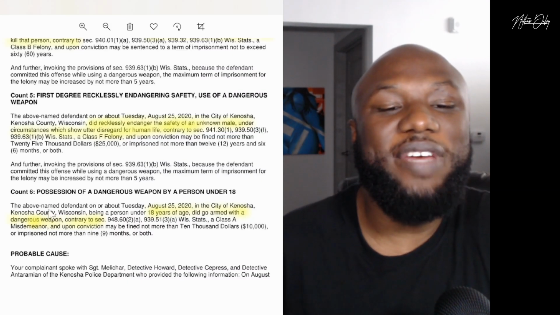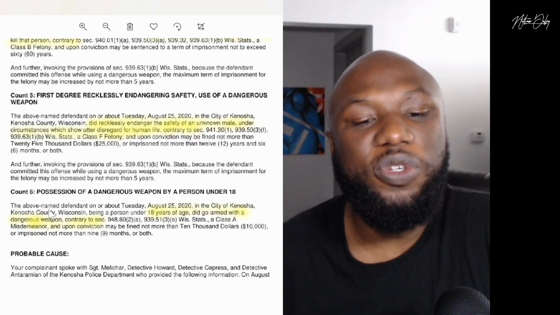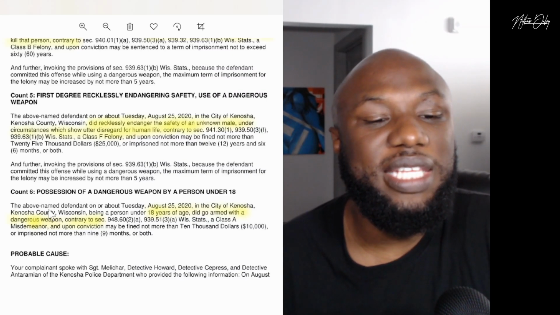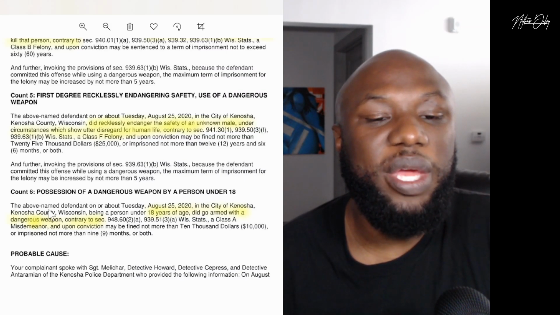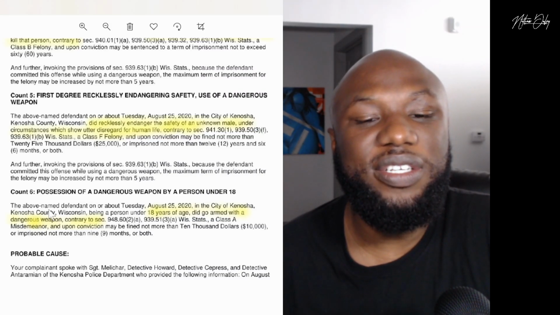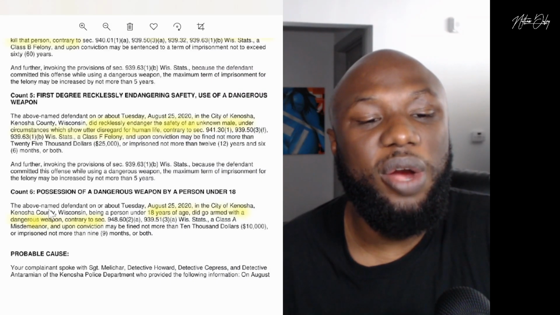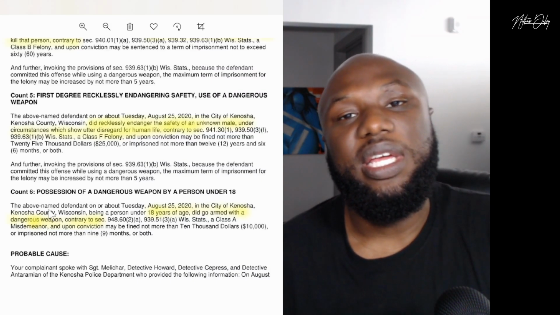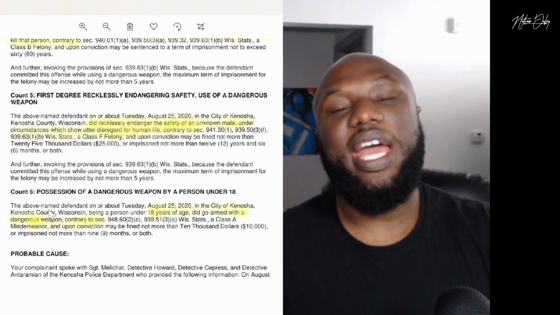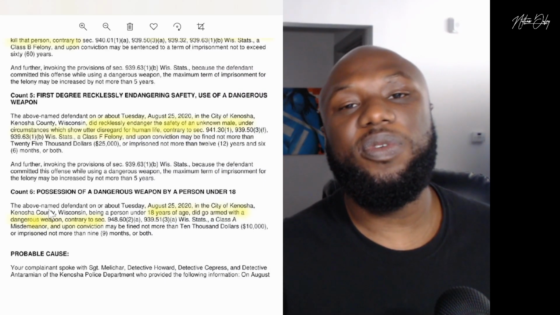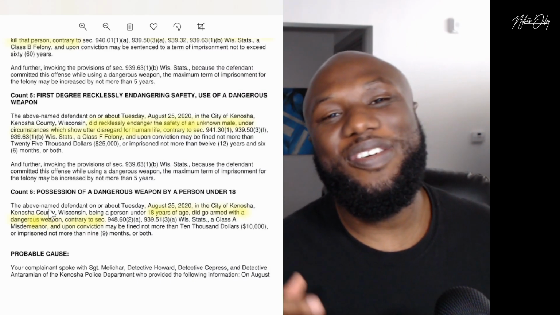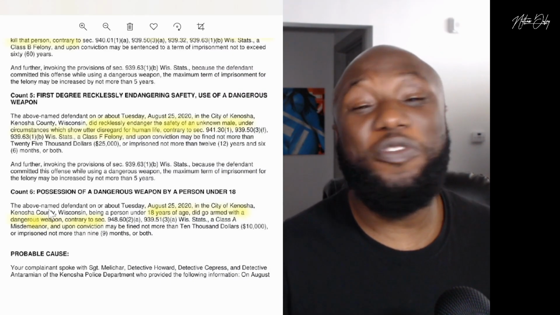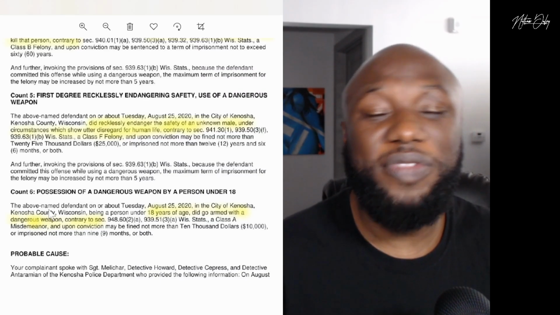The above named defendant on or about Tuesday, August 25th, 2020, in the city of Kenosha, County of Kenosha, Wisconsin, being a person under 18 years of age, did go armed with a dangerous weapon. Now, I think some people are mentioning that it's illegal for a handgun, but not a rifle, or that he had a hunter's license. I don't know if he had a hunter's license, or if that applies.